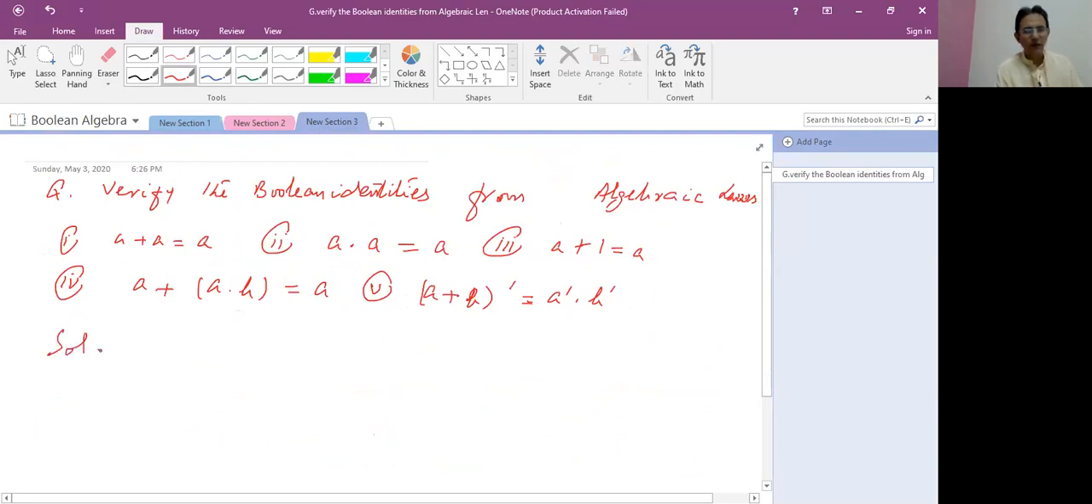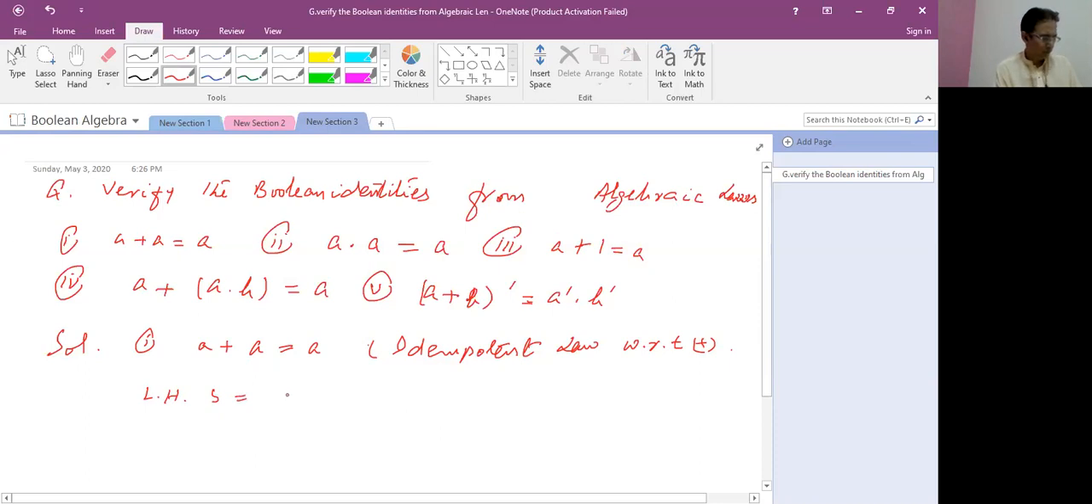When we consider the first part, a plus a equals a, this law is called, students, the idempotent law, if you remember, the idempotent law with respect to addition. So with the help of algebraic laws, we will prove it. If we consider the left hand side, and the right hand side equals a.